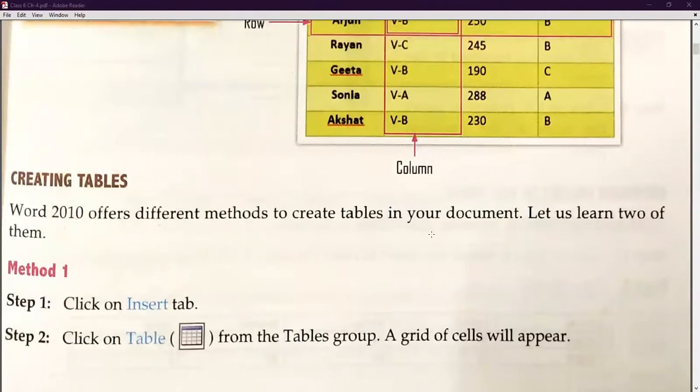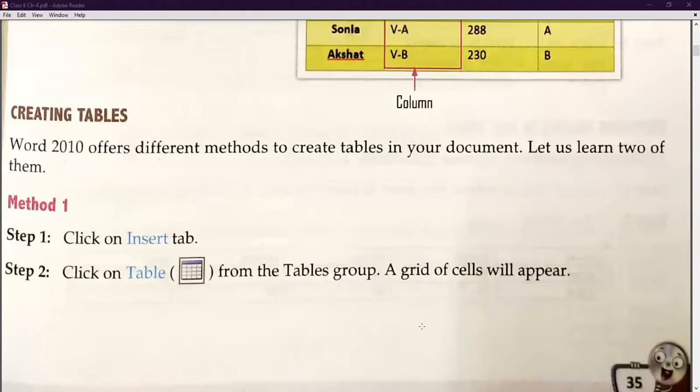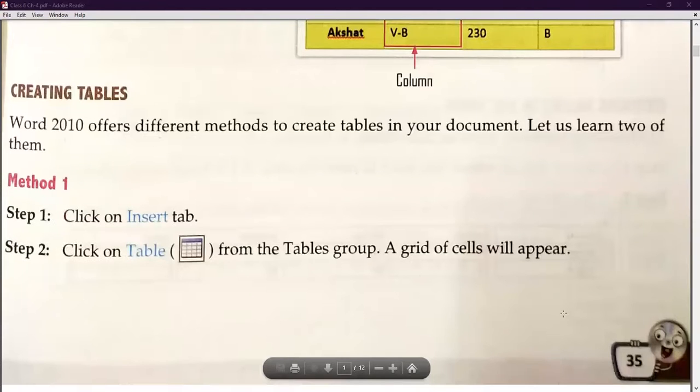Now we are going to understand how you can create a table. Word 2010 offers different methods to create tables in a document. So let us learn two of them. The very first method is to click on the Insert tab. Then you will click on the Table icon, and a grid of cells will appear. What do you mean by grid? Grid is a kind of boxes, the square boxes. Okay, so grids are the boxes. So where you can find the grid.